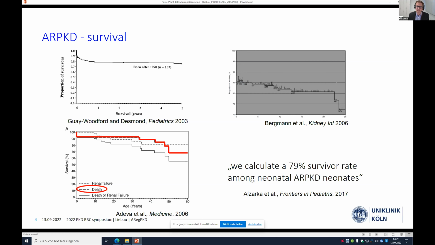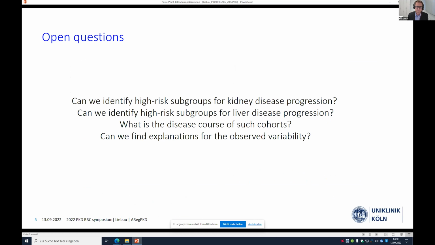More recently, again, a study by Lisa calculated that about 80% of the neonatal children survive these days, also showing that still 20% of these kids pass away. So it is a very, very severe disorder.